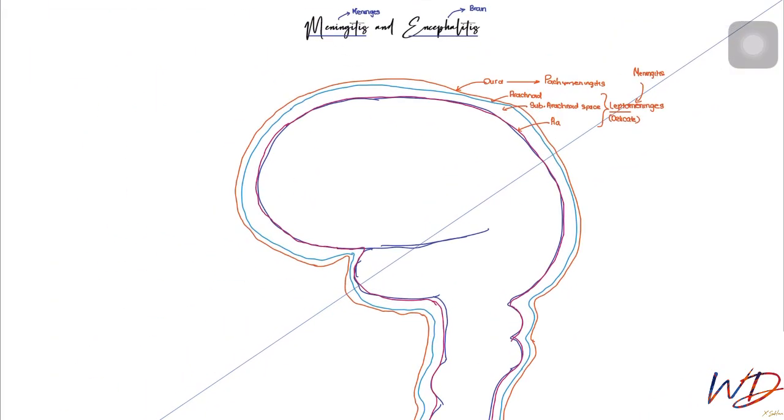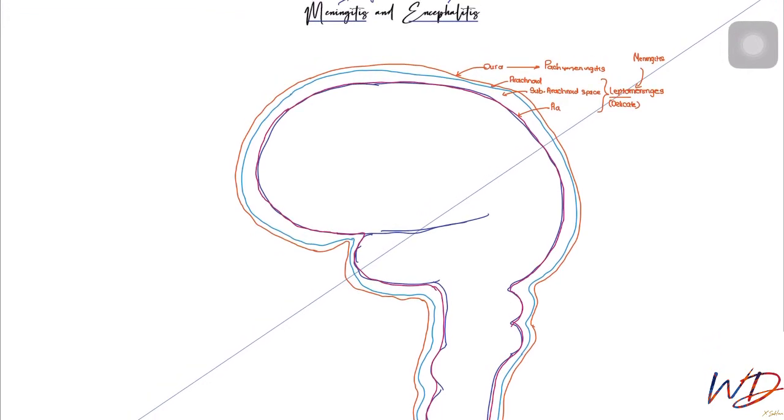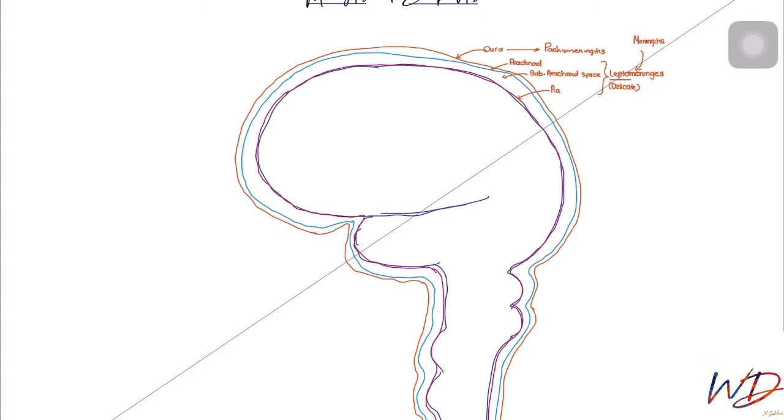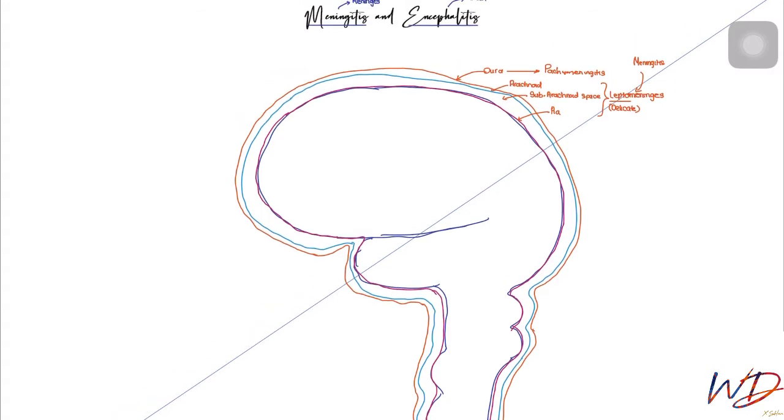Okay, so to recap, meningitis is an inflammation of the leptomeninges. That is the arachnoid matter, the subarachnoid space and the pia. Encephalitis is inflammation of the brain. These are generalized inflammations. So we'll first talk about cerebrospinal meningitis. In this case, there is going to be purulent inflammation in this region.